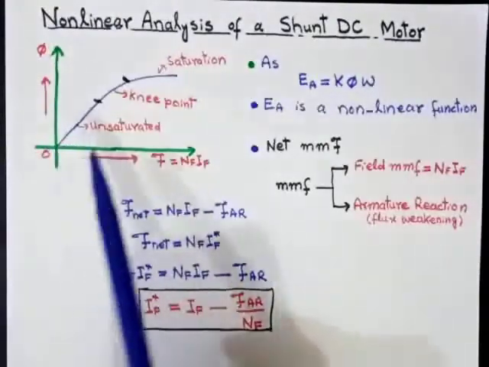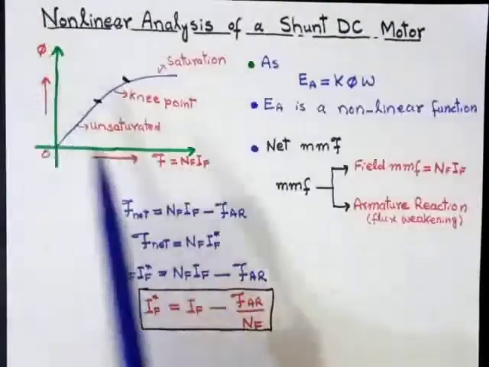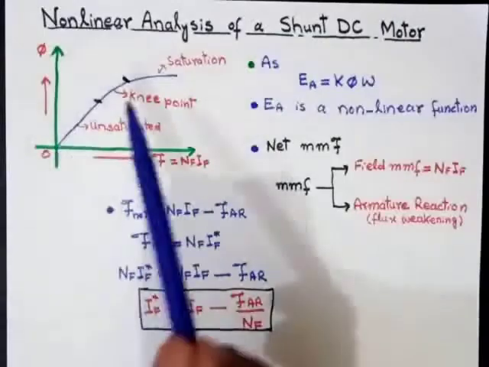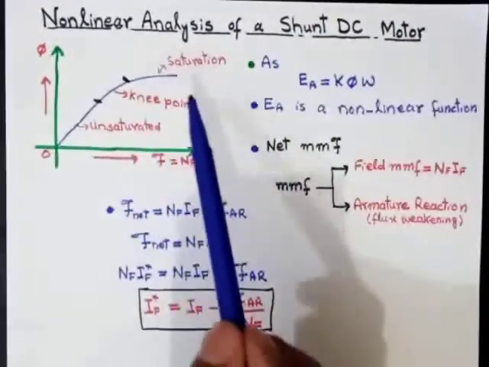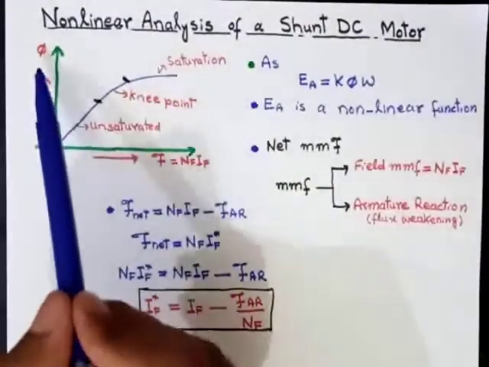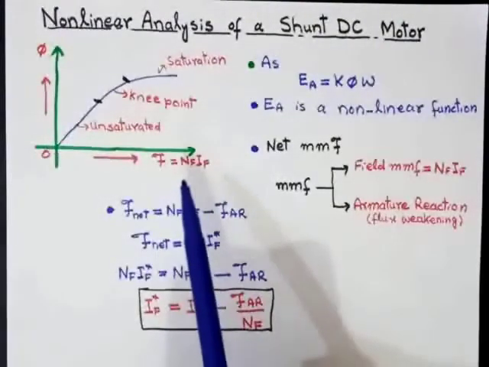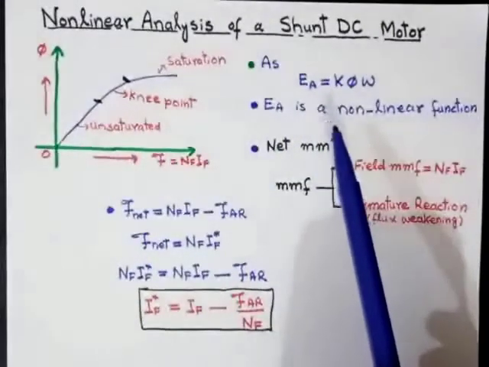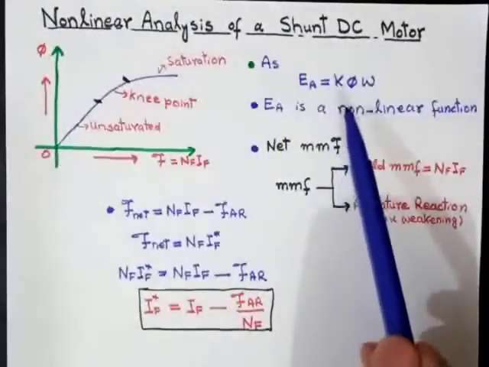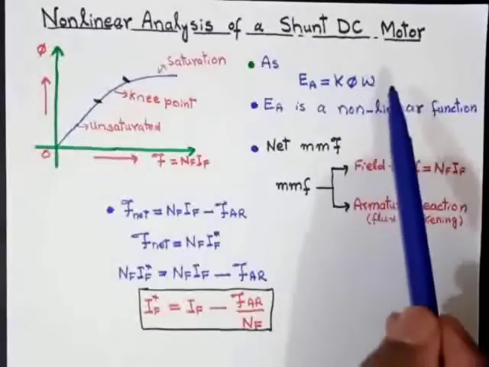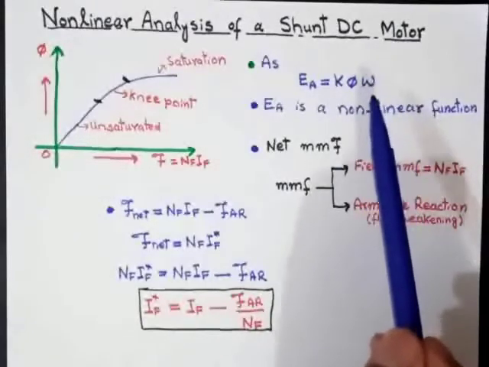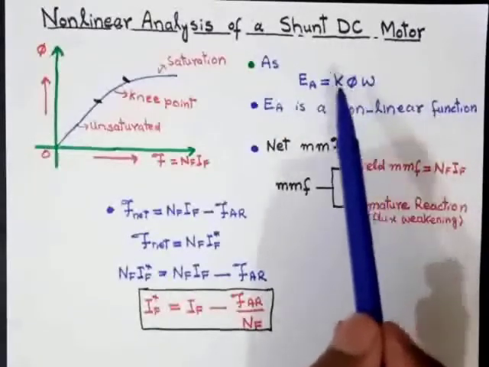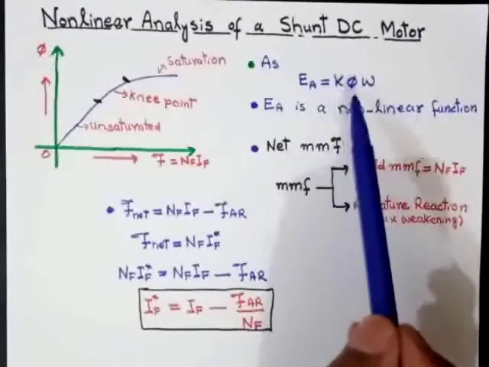In the unsaturated region, the relationship between flux and magnetomotive force is linear. In the knee point and saturation regions, the relationship between flux and magnetomotive force is nonlinear. As we know, the internal generated voltage is equal to K phi into omega. As you can see in this equation, the relationship between flux and internal generated voltage is directly proportional.